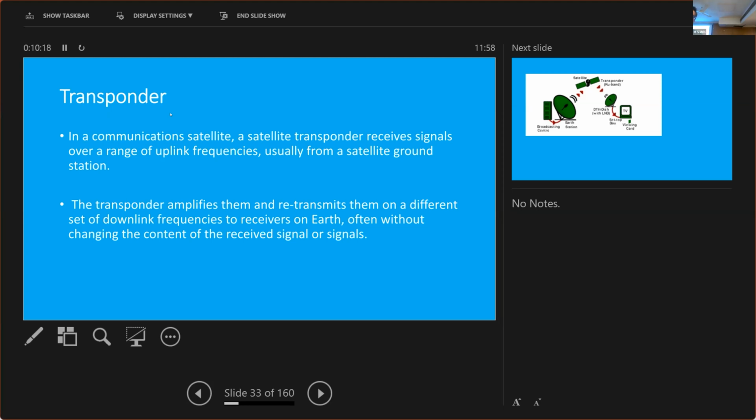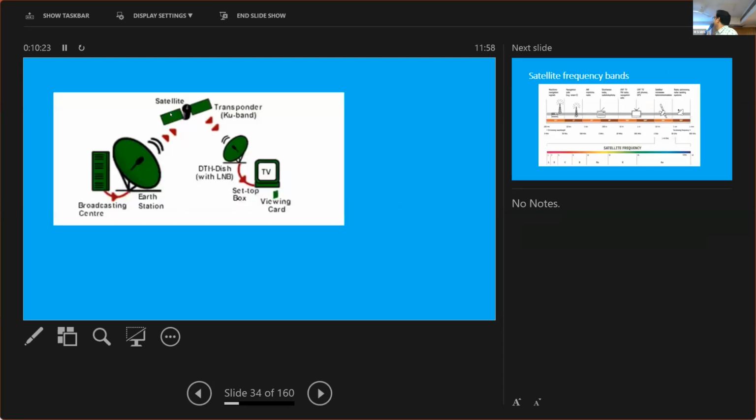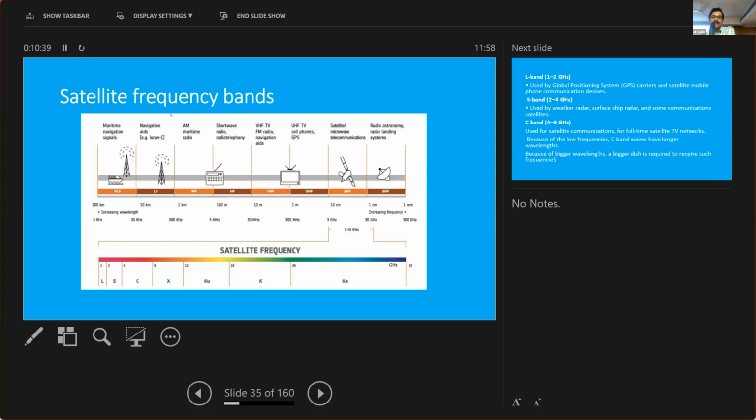So if you look at this transponder, it receives signals and sends the signals like this. See, you will have an Earth station, and the satellite will have a transponder. Sending the signal, the satellite will receive it through the transponder and send it back directly to the DTH receiver. Yes or no? So like that it is happening. Satellites will have different frequencies for different applications. If you look at the other edge, from very low frequency to very high frequency, this point.